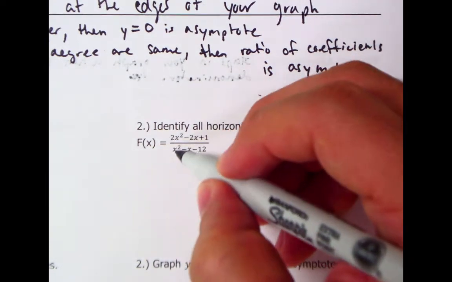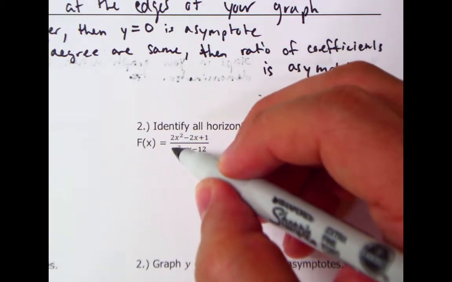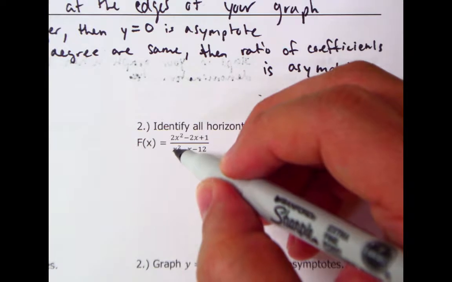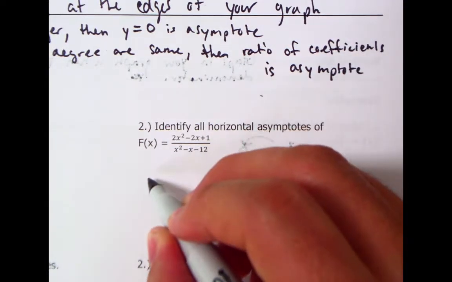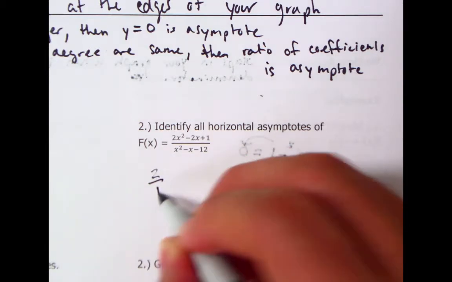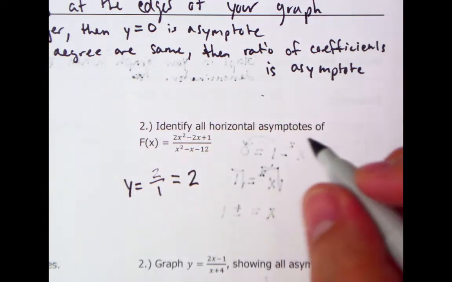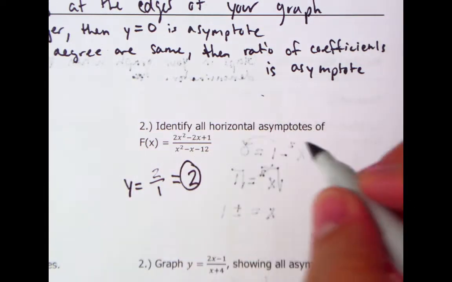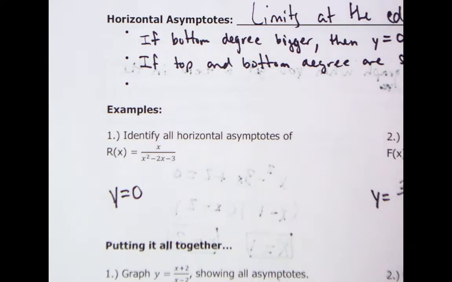So here we look at the coefficients of those degrees. The top is a 2, the bottom is a 1. So it's 2 over 1. So in this case, because they're the same, the asymptote is 2 over 1, or 2. Y equals 2. Whereas in this one, the bottom is bigger, so this is automatically y equals 0. So let's look at this and put it all together.